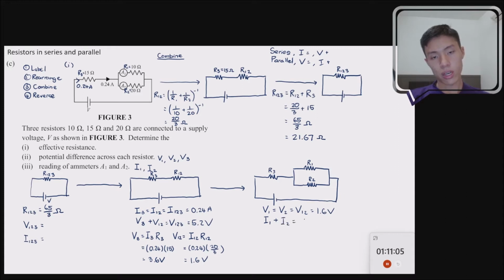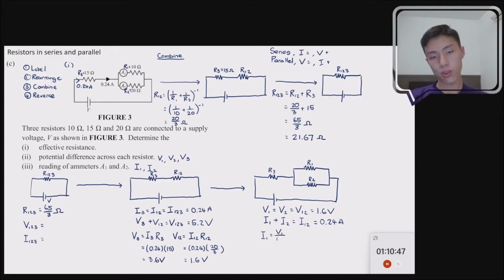And it should be equal to I12, which is also equal to I12, we have the value 0.24. Okay, so equal means we don't need to find V1, we don't need to find V2. The answer is just 1.6, but I1 and I2 we do need to find. That's what the question wants as well.